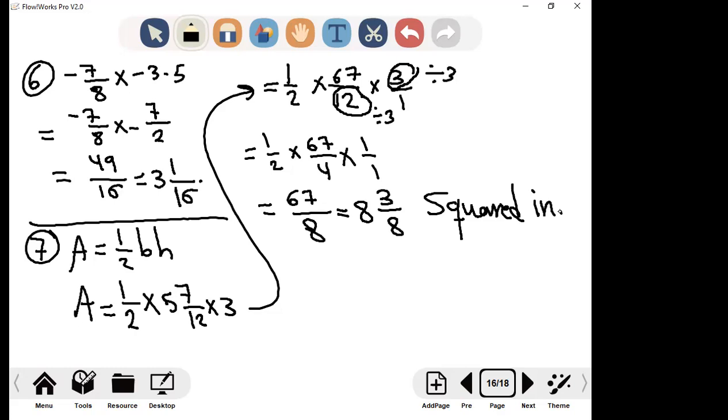Squared inch. Why squared inch? We are calculating area, right? You can write squared inch or inch to the power 2. Do you understand?